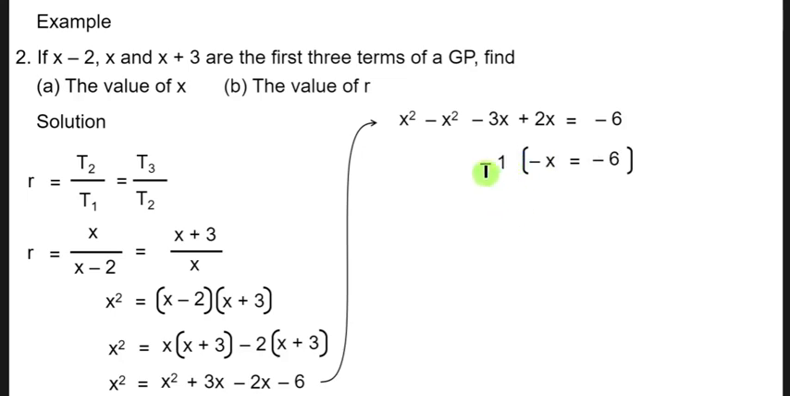So negative times negative, it will be positive x. Then negative times negative, positive 6. So x is 6. We have found x is 6. Now let's find the value of r.